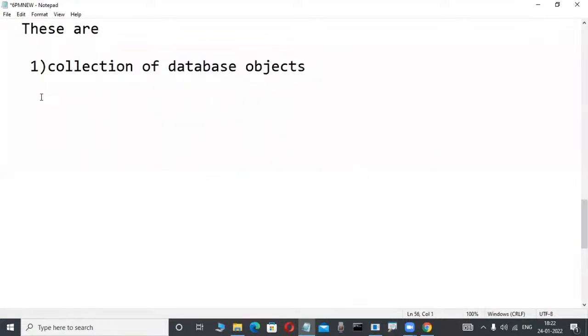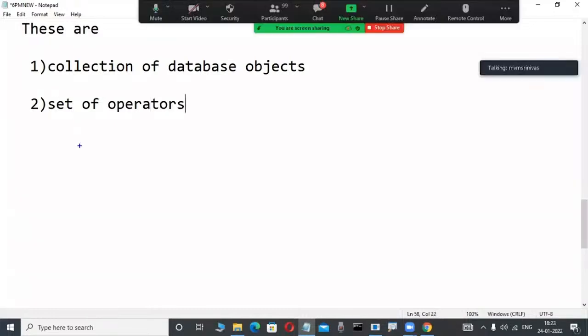In our courses we are learning not only the collection of database objects. In any relational data model product we observe another easy concept: a set of operators is available. Operator means, as in C language or Java, equal to, less than or equal to, greater than or equal to, not equal to. These types of operators are there.